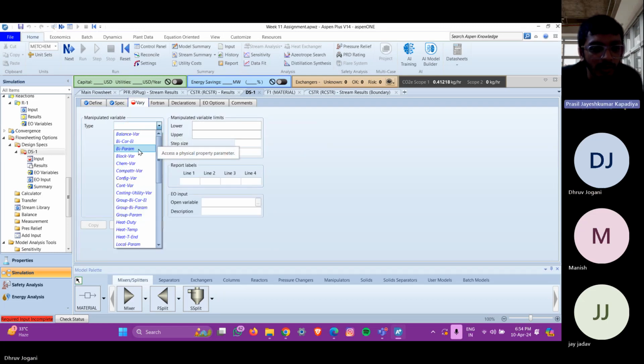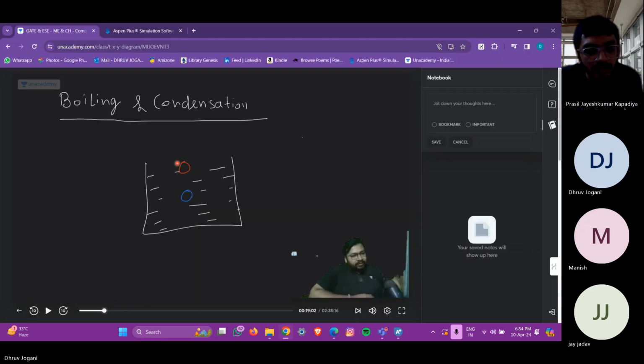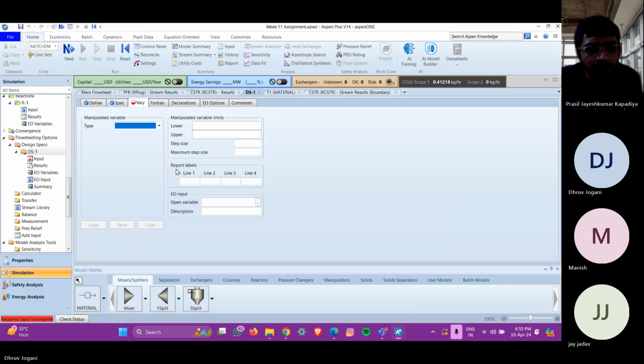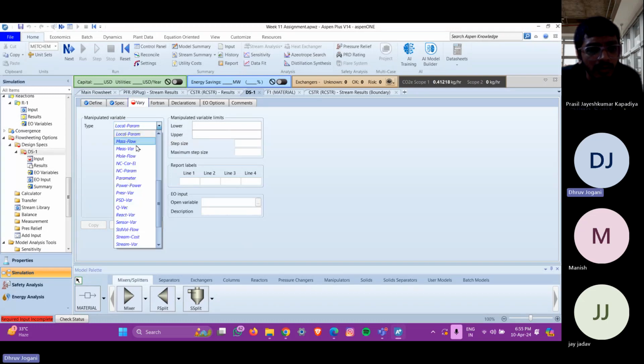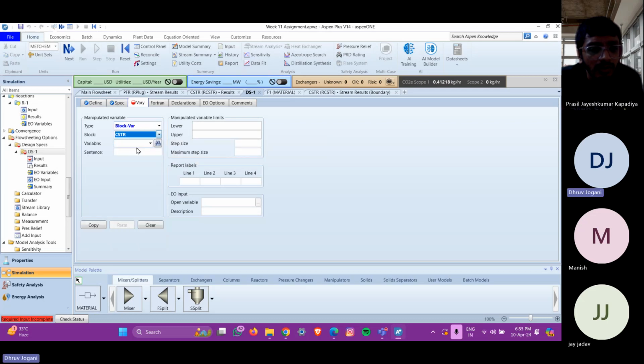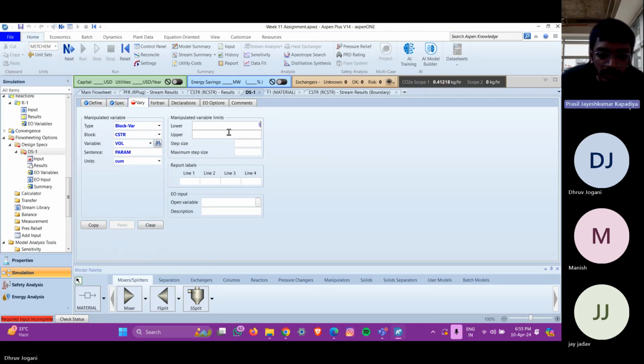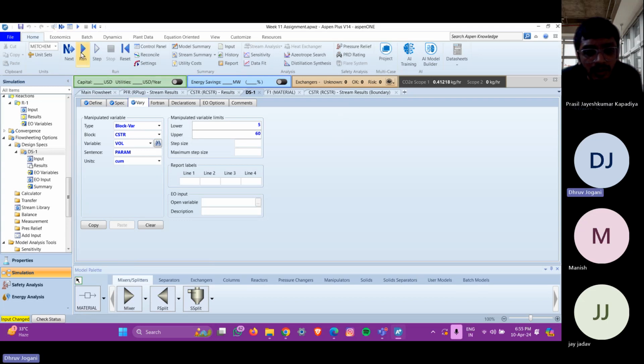Now go to vary. What are you supposed to vary? Reactor volume, I guess. The variable is block variable. Block CSTR, variable volume. What is given to you? You are supposed to report in cubic meter. Done. Okay, run it. Reset and run. Now it is running.